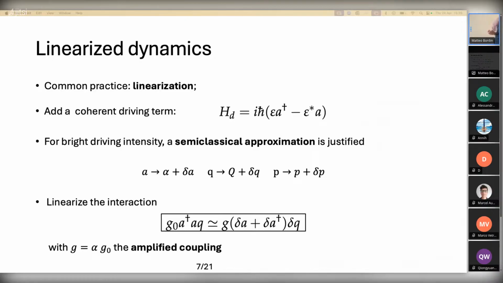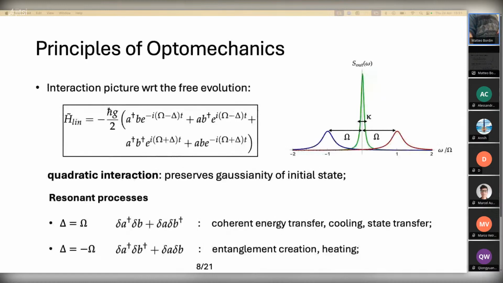The price we pay is that we lose the non-linearity of the interaction. We linearize the interaction, so the interaction becomes g times the phase quadrature of the field times the position of the mechanical mode, which is now quadratic, it's not cubic anymore. So when we write the equations of motion, they will be linear. So no Wigner function negativity anymore. Obviously, we'll come back to this later.